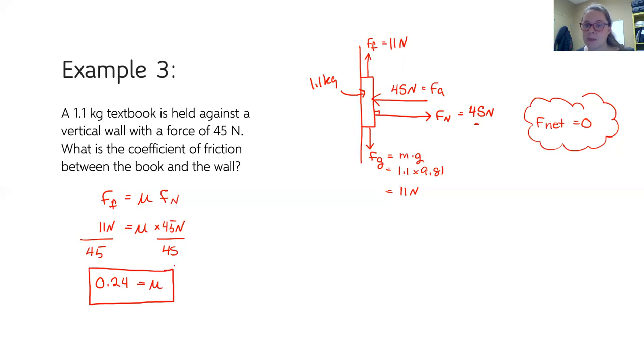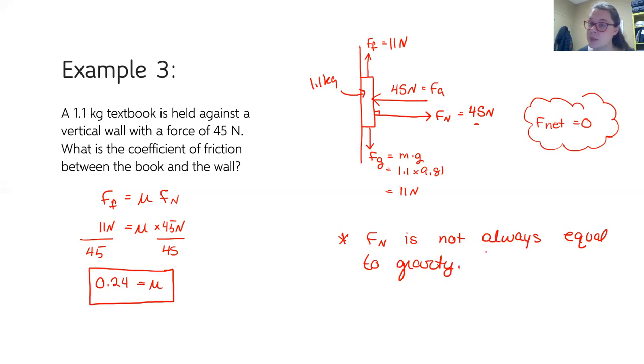Okay. So the key thing here is to notice that normal force is not always equal to gravity. Sometimes that's a mistake people make. They say, well, normal force is always equal to gravity, but it's not. It balances whatever forces are pushing on the surface.